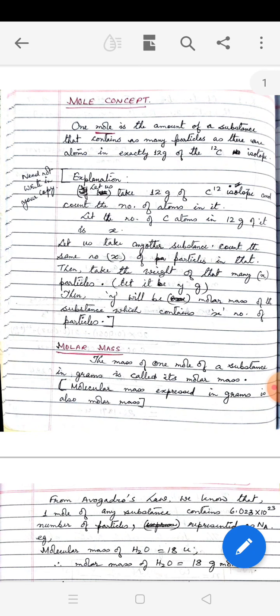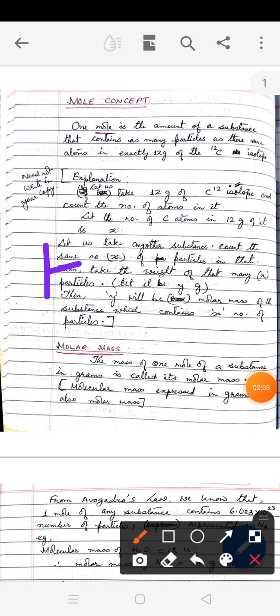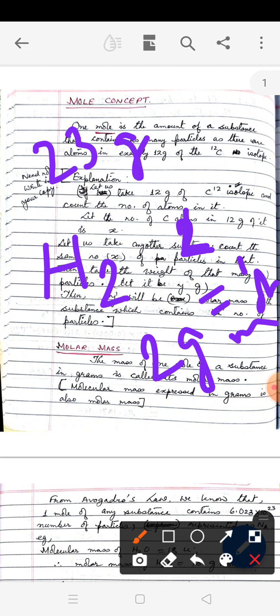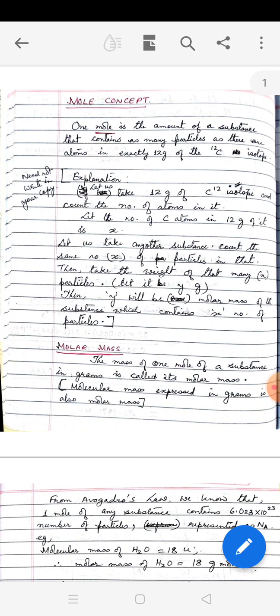Say for example, hydrogen. Hydrogen atomic mass is 1, so molecular hydrogen mass is 2. So if you take 2 grams of hydrogen, that will be 1 mole. Now if you take say 23 grams of sodium, 23 is the atomic mass of sodium. So when we take 23 grams of sodium, that also makes it 1 mole. So the easiest way to calculate mole is expressing molar mass in grams.